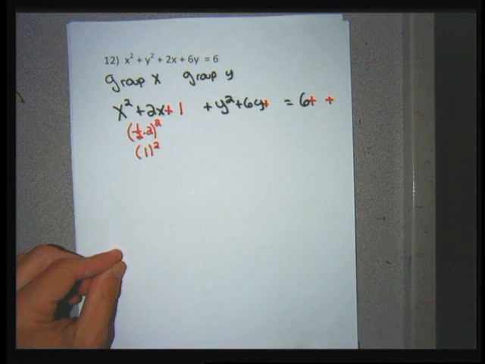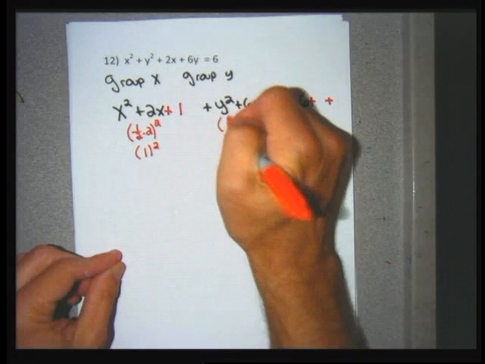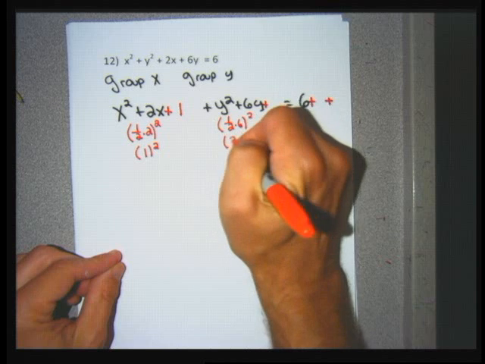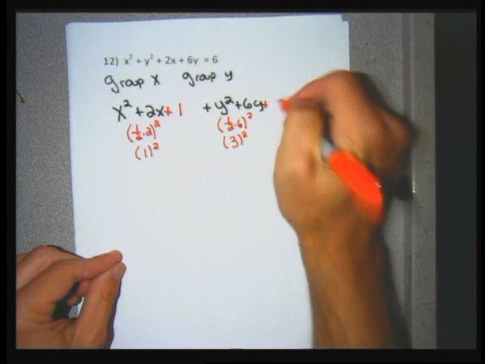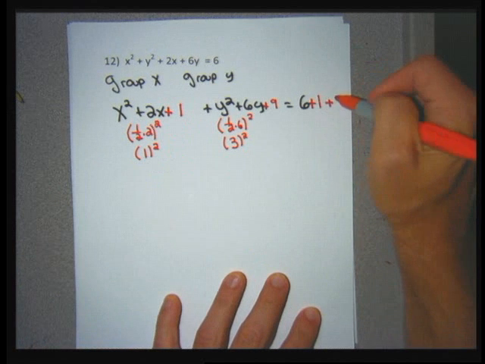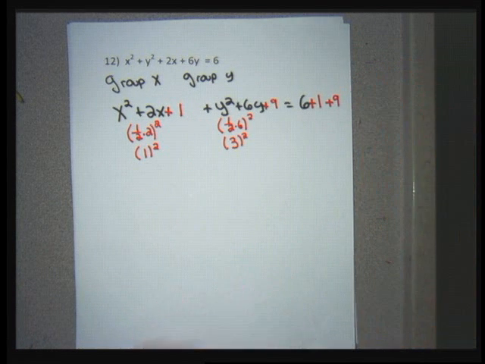The thing that I add next to the 6y is I'm going to take half of 6 squared. Half of 6 is 3. 3 squared is 9. That 1 and that 9 that I added to the left side, I have to also add to the right side.